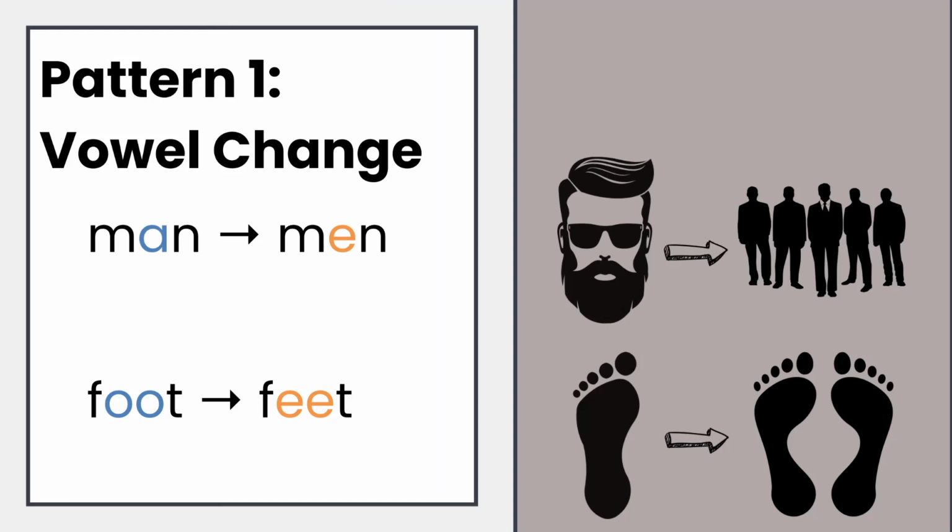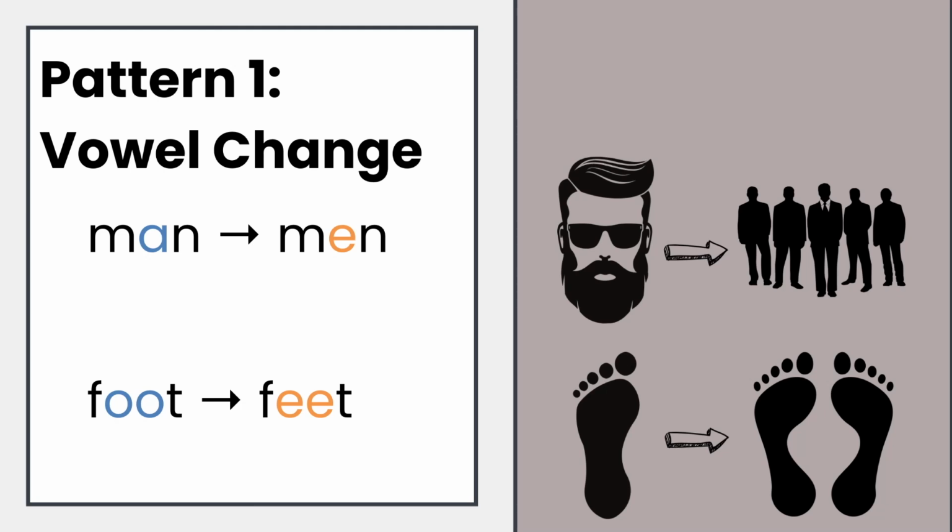Pattern number 1 is a vowel change. Notice man becomes men, foot becomes feet. A long time ago in English, people made plurals in many different ways. Some words didn't just add s. Instead, they changed the vowel inside the word, like in man becoming men. Changing the vowel was one way to show that there was more than one.